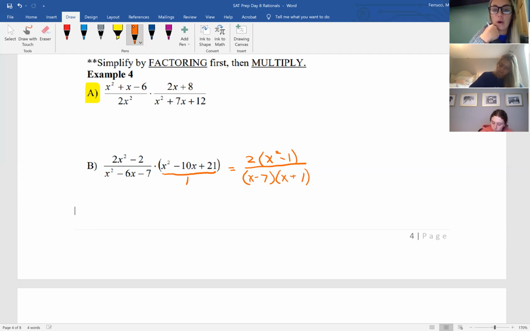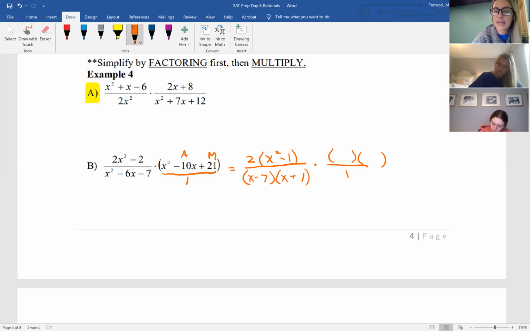To give you, it has to add to -6 and multiply to -7. So x minus 7 times x plus 1, times the 1's going to be on the bottom. Then we can double bubble that top right. So it adds to -10 and multiplies to +21.